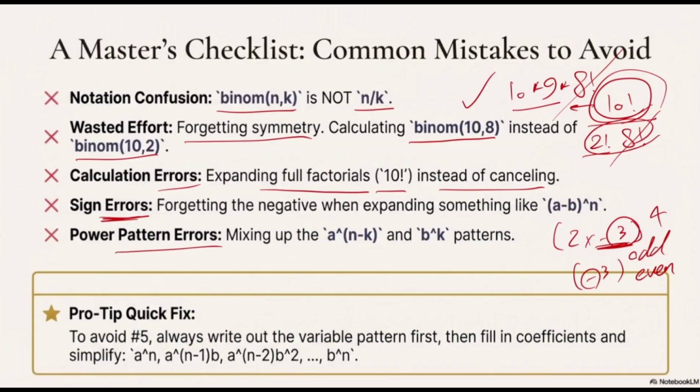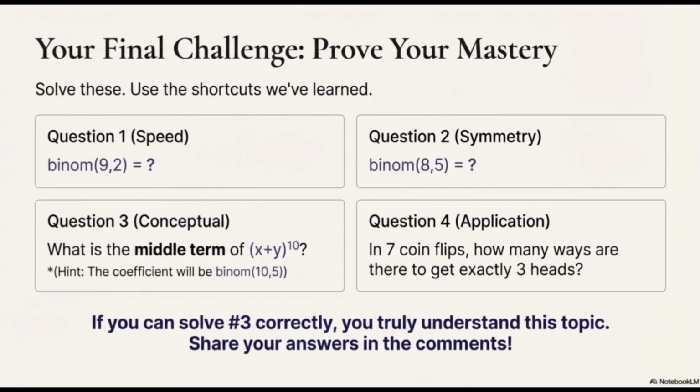Finally, power pattern errors. It means that sometimes you're going to mix up a to the power n minus k and b to the power k. For this one, I have a tip. In order to avoid the fifth problem, try to write out the variable pattern first, then fill in the coefficient. This is something I told you from the very beginning. Write down all the terms and powers at the beginning, then add the coefficients beside them, because we don't want any problems.